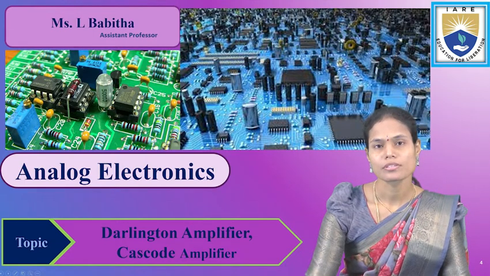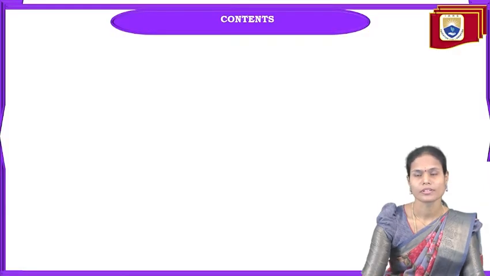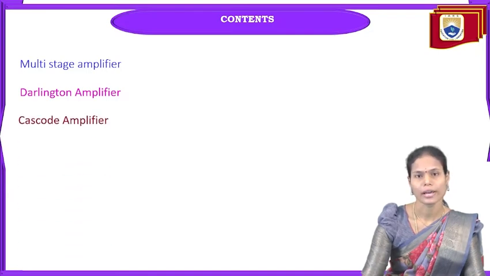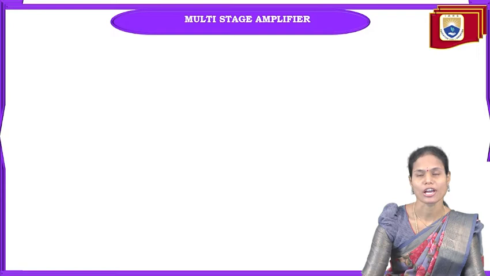In this session, I'm going to discuss about Darlington Amplifier as well as Cascode Amplifier. While coming to the contents, I'll give a brief revision related to the multistage amplifier. Why? Because the Darlington Amplifier as well as Cascode Amplifiers are among the types of multistage amplifiers. Next we are going to discuss the Darlington Amplifier, then the Cascode Amplifier. Before that, we'll see about the multistage amplifier.